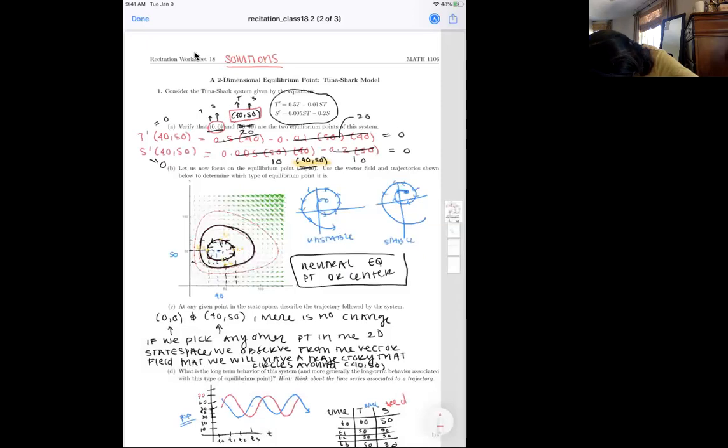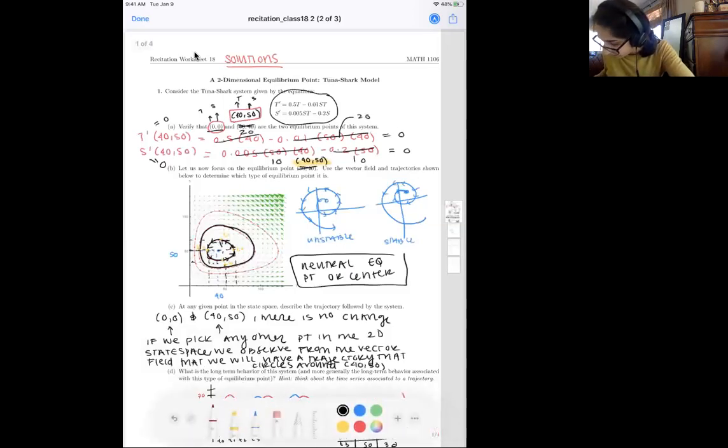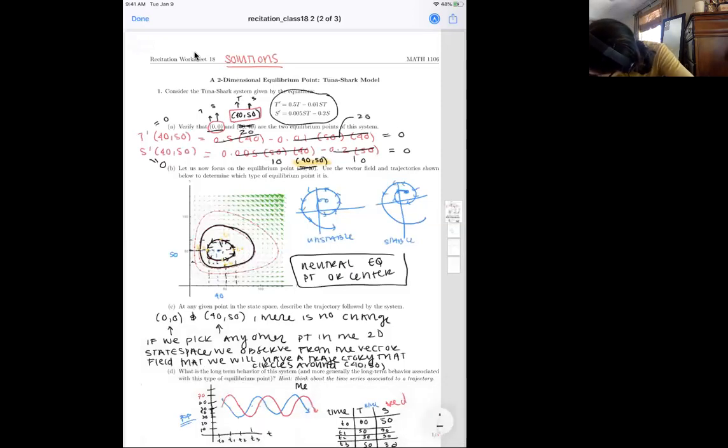So seeing this, I think we saw this on the first day of recitation. Basically, what is the long-term behavior of the system? Thinking about the time series associated with this specific trajectory that we've highlighted, we can say that the long-term behavior, if we're not at equilibrium points 40, 50, or 0, 0, the shark population oscillates around 50.